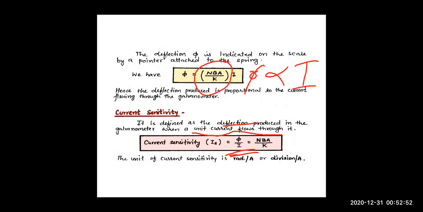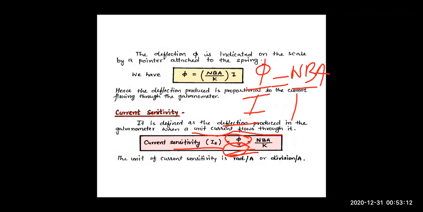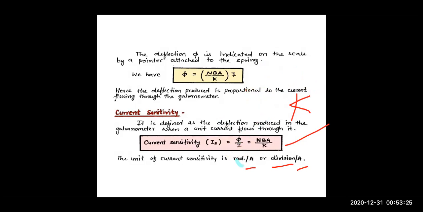So current sensitivity is denoted by IS: I for current, S for sensitivity, equals deflection phi upon current I. Now from this equation, phi upon I equals NBA upon K, right? So the unit of current sensitivity: deflection unit is radian, and current is ampere, so radian per ampere or division per ampere. The greater the value of current sensitivity, the more precise your galvanometer is.